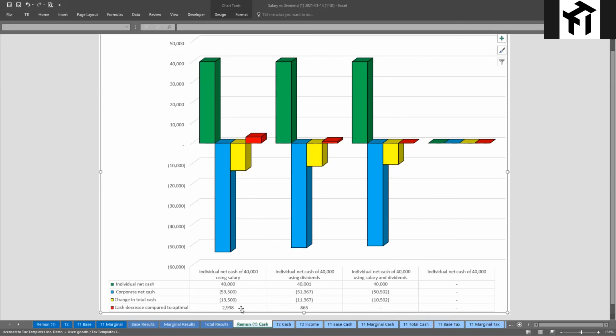So if we look at all three scenarios, the salary versus dividend mix that the algorithm came up with beat the dividend only by $865 and beat the salary only by $29.98.